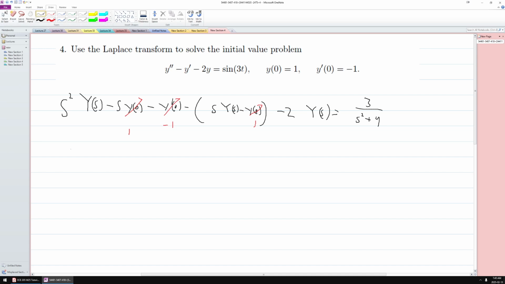Factor out to solve for Y. Again, you can actually do all the solving for Y computations in one line, but I suggest against it just because it increases algebra errors, right? You're more likely to drop a minus 1, things like that. But if I factor these out, these 3 terms, I get my characteristic polynomial times Y of s. Here, on the right-hand side, I'm going to get my 3 over s squared plus 9, and now I want to bring these terms over.